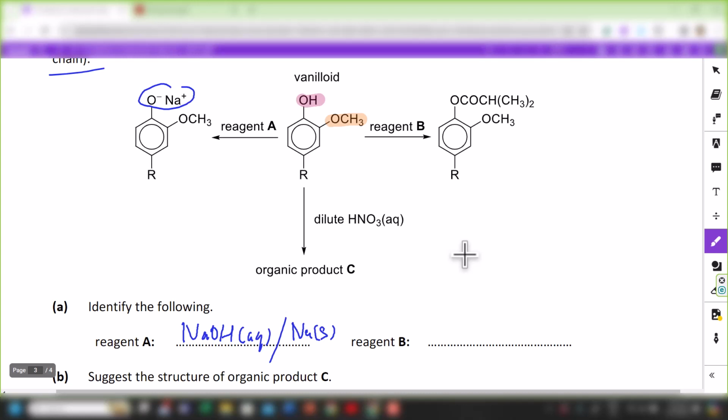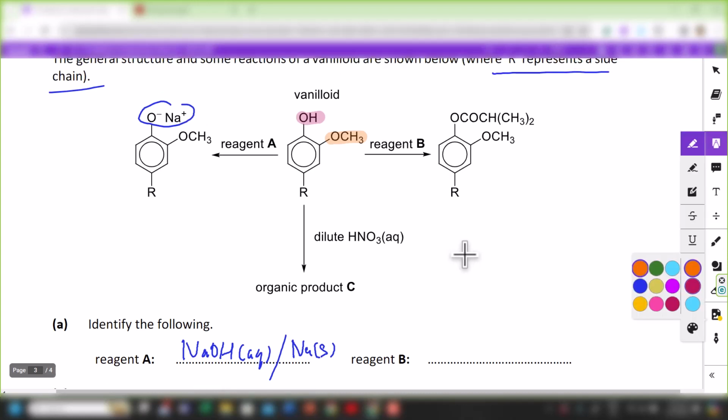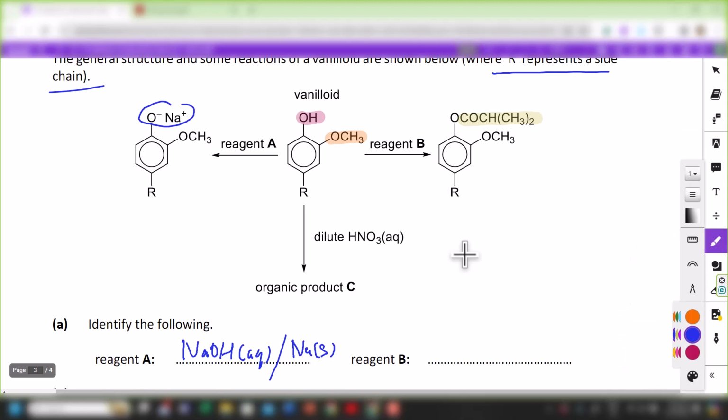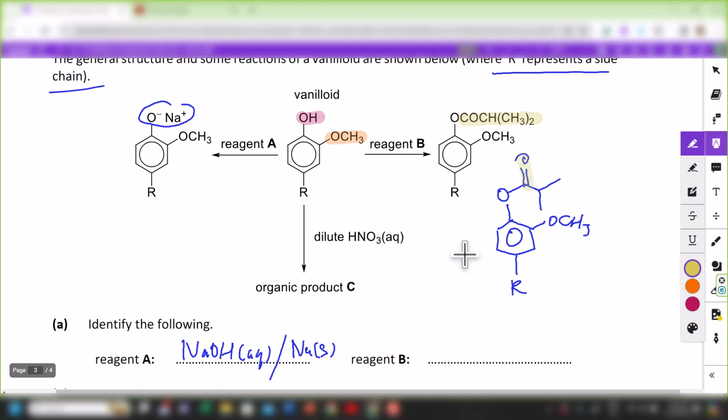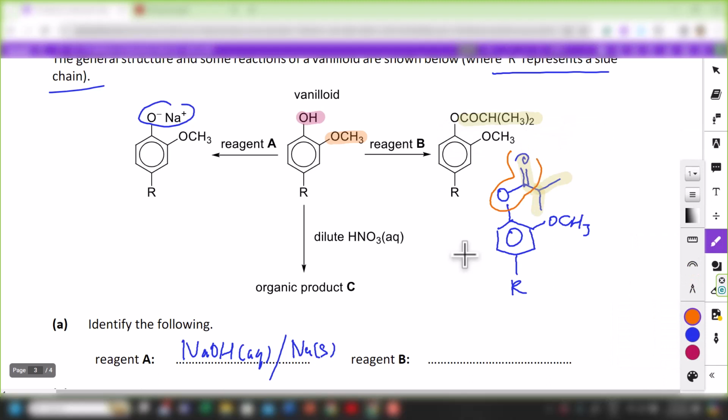Okay, then for reagent B, if you take a look at what happens, this is sort of the group being introduced. So if I'm going to draw the side chain out, I have an OCH3, I have R, and then I have an oxygen here, and a C double bond O, like this. Okay, so clearly this portion is over here. And then I am forming an ester linkage.